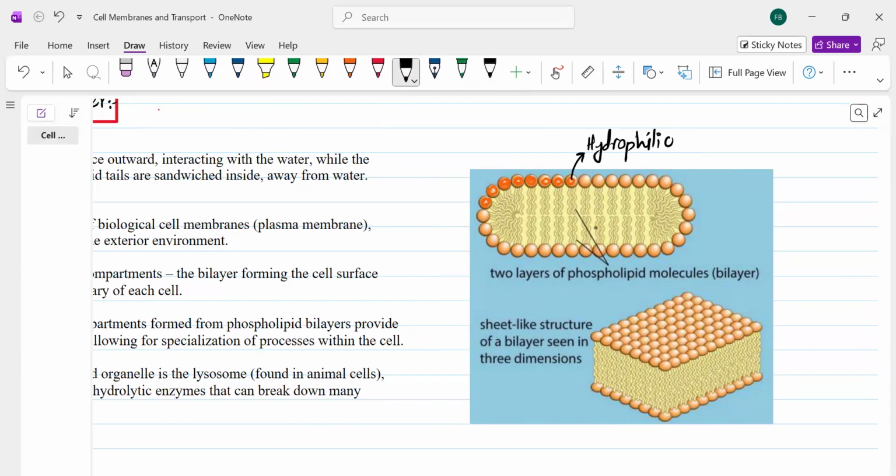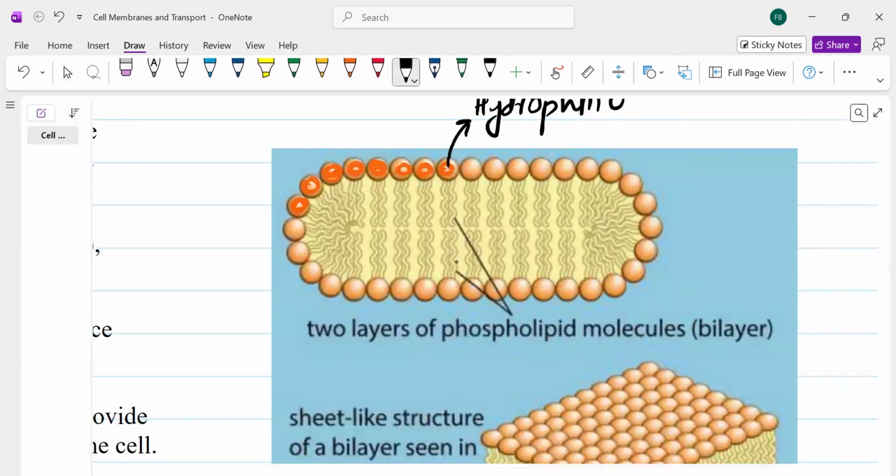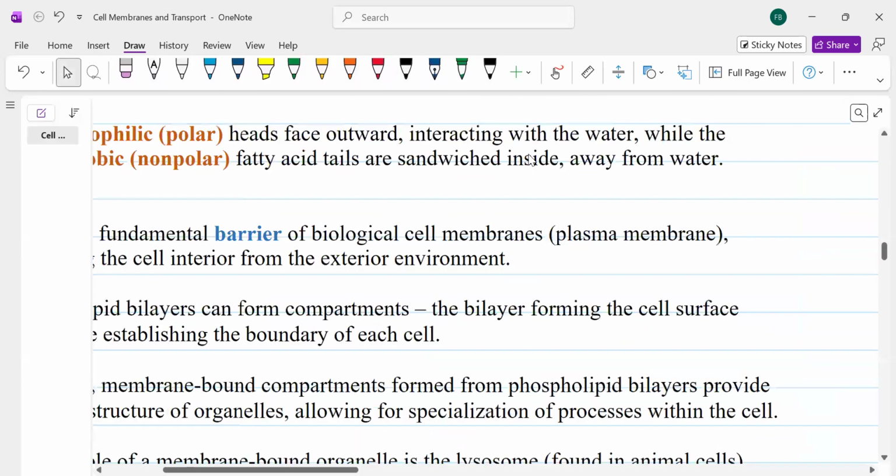Okay, and in the center, if I zoom in, you see there are two layers. This is one layer, and over here this is the second layer. So you have two layers of phospholipid. That is why this is known as phospholipid bilayer. Okay, and these two layers are sandwiched in the center. Clear?